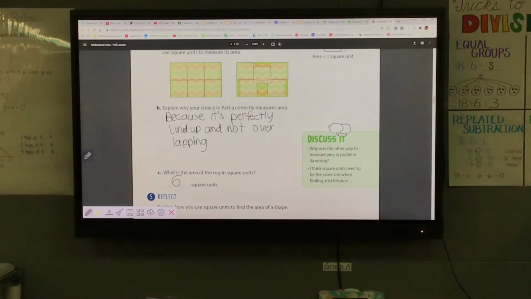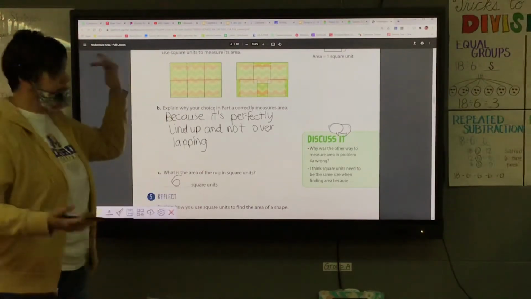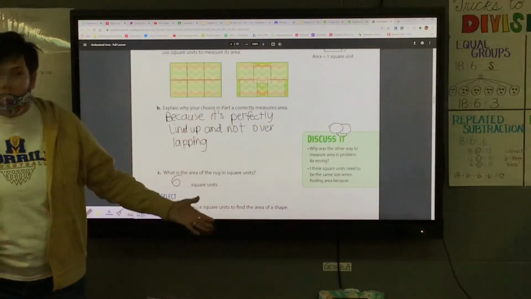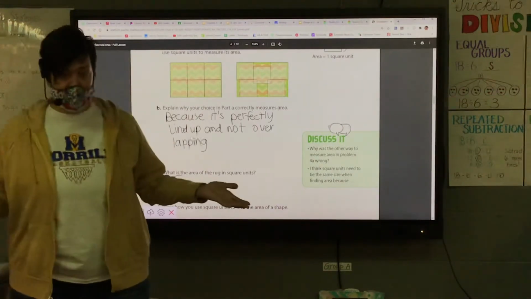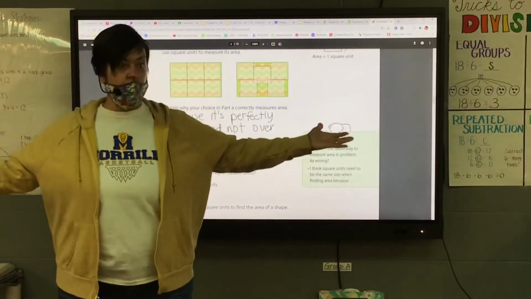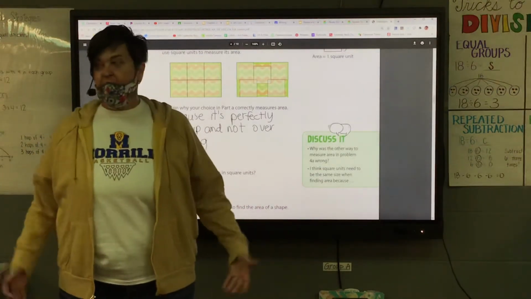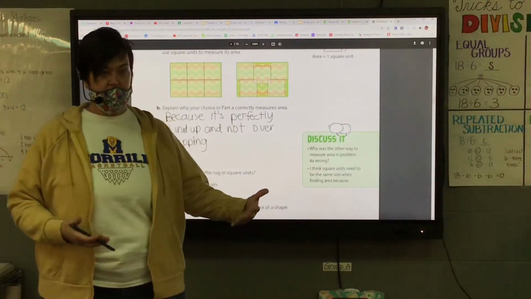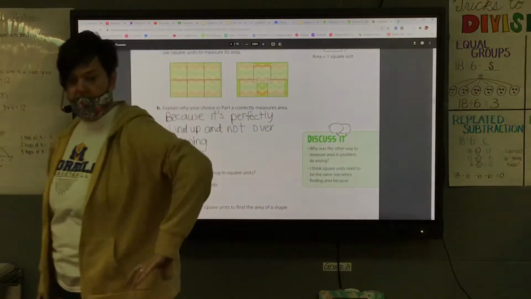Okay, look down at 5. Explain how you would use square units to find the area of a shape. What did you do? You lined them up. Wait, counted. Counted what? The square. You count each square. Plain and simple, right? Yeah. So what are we going to write down for 5? I count what? Each square. Man, that was a tough one to answer.